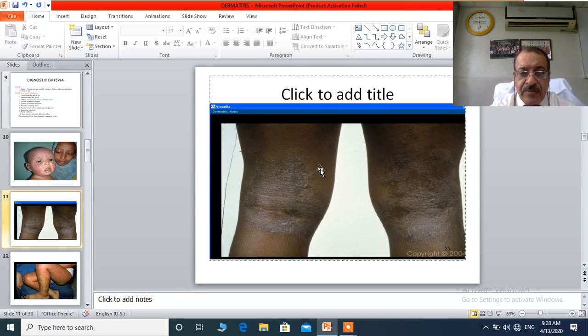Then look at the popliteal fossa of this child. This shows lichenification or chronic atopic dermatitis. The skin is thick and shiny, and there are scales over the lesions. So this is an example of chronic phase of atopic dermatitis, when there is extensive thickening and scaling of the affected area.